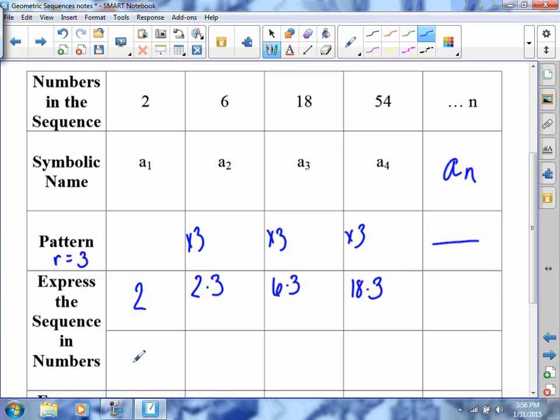Now, this 2, this is really my A1 term. So really I have A1 times 3. And my second term was the 6, so that was A2 times 3. 18 is really A3 times 3. But that's not really a good sequence because I have to know what the third term is before I can multiply it by 3. So we're going to tweak this just a little bit. Okay. Now remember this 3 is our ratio. So I could write this as A1 times R, A2 times my ratio, A3 times my ratio, and so on and so on.